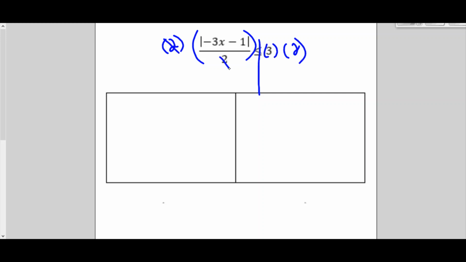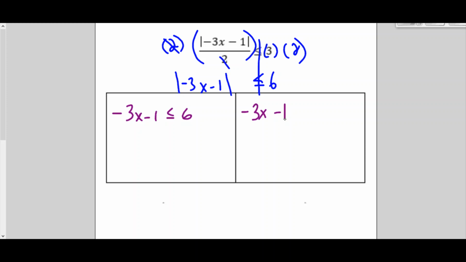So these 2's cancel. I get the absolute value of negative 3x minus 1 is less than or equal to 6. So now you can create your two inequalities. The first one is going to be negative 3x minus 1 is less than or equal to 6. And the second one is negative 3x minus 1.